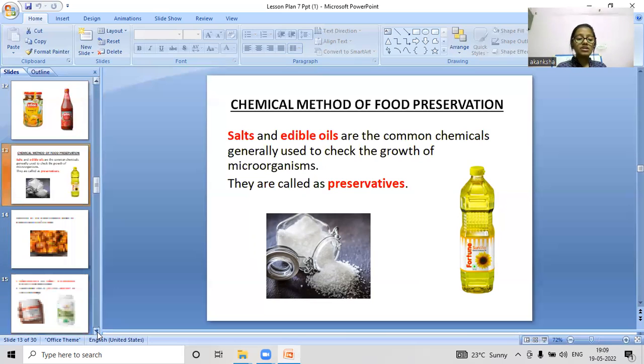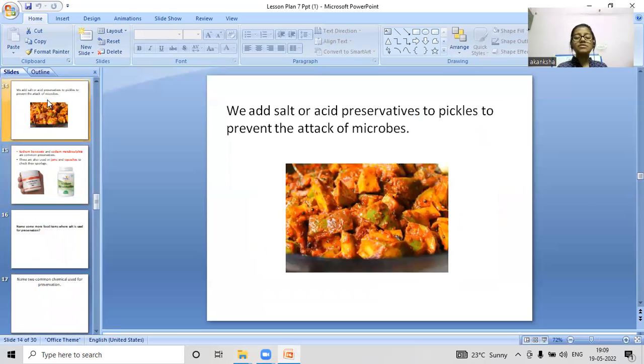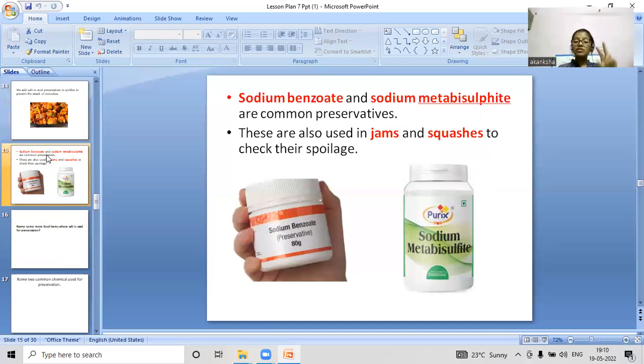Okay, let's see some more details about chemical preservatives. So in pickle, what all things we are adding to preserve it and to prevent the attack of microbes into it? We are adding salt, we are adding oil, and what else we are adding? We are adding turmeric. So all these things we are adding. So now we will see some of the examples of chemical preservatives. So what are the two chemical preservatives that this first line is saying? First is sodium benzoate and second is sodium metabisulfite. So these are the two common chemical preservatives, right?